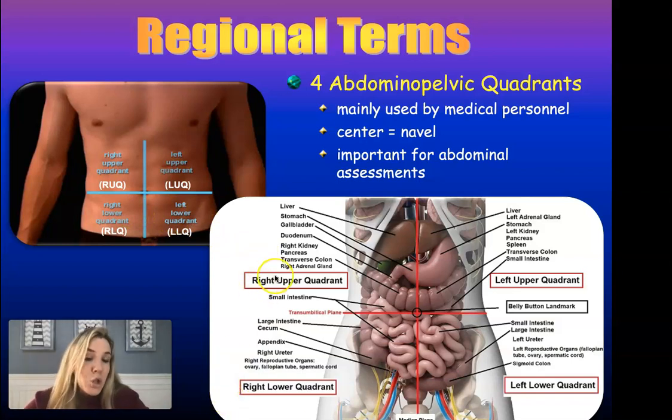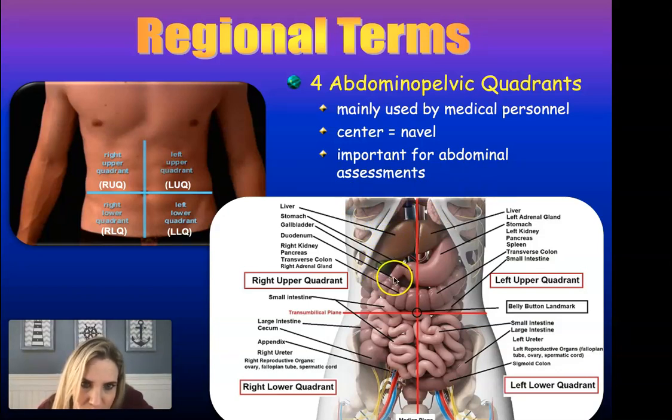What's a little bit more tricky is the different kinds of organs you'll find within each quadrant, which is really why medical professionals use the 4 quadrants, because it helps them to say, okay, for example, if a person's having a pain in their right upper quadrant, well, we need to focus on looking at the organs that are in the right upper quadrant, which are the liver, stomach, gallbladder, duodenum, right kidney, pancreas, transverse colon, and right adrenal glands. So you can see these labeled on this model here. So, here's transverse colon. We'll be learning that when we do the digestive system. Here's your liver. Here's the gallbladder.